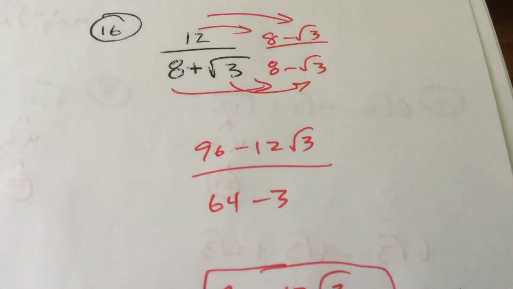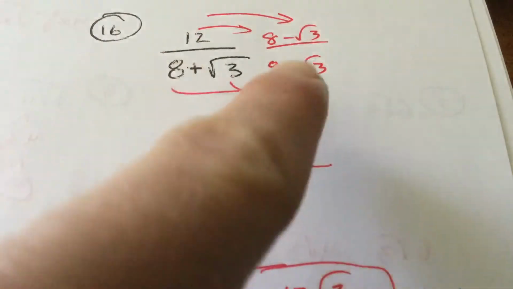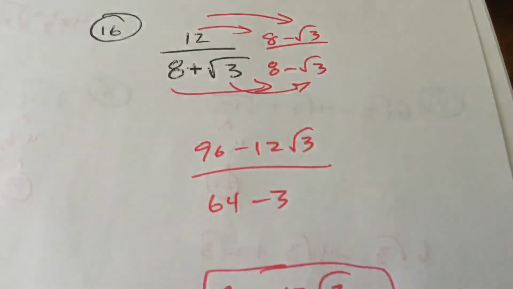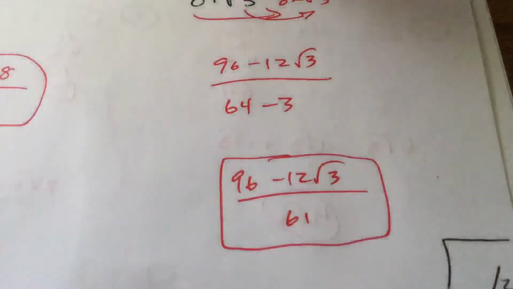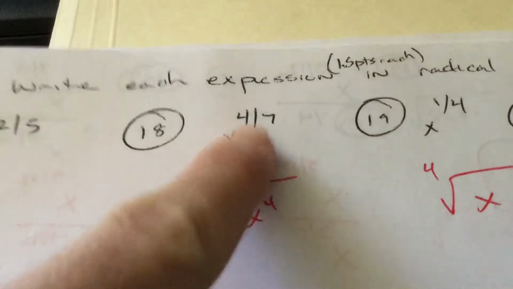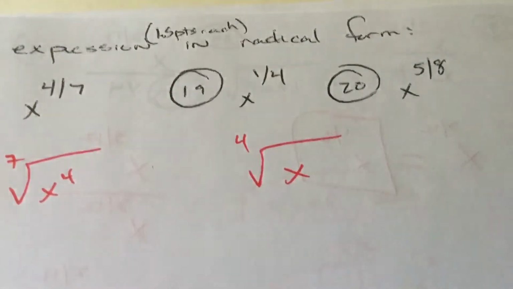Same thing here. Multiply top and bottom by 8 minus root 3. That's what you get up top. 96 minus 12 root 3. 8 squared gives you 64. Root 3 times root 3 is 3. There you go. You're taking the 7th root of x to the 4th. You're taking the 4th root of x to the 1st.